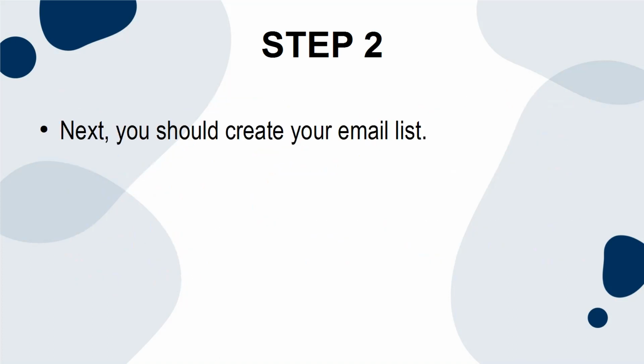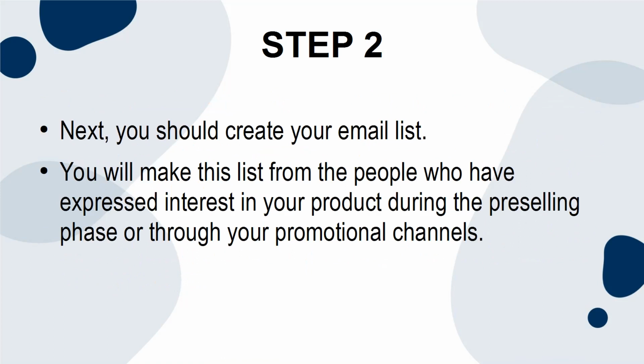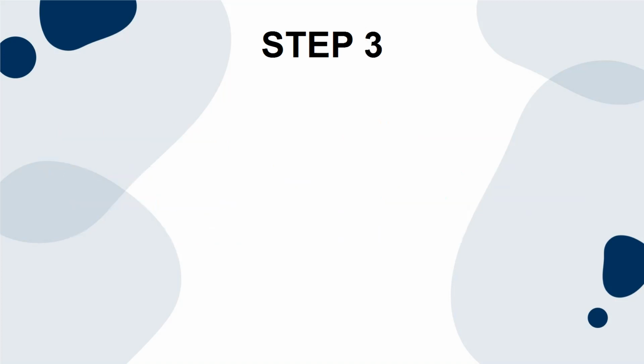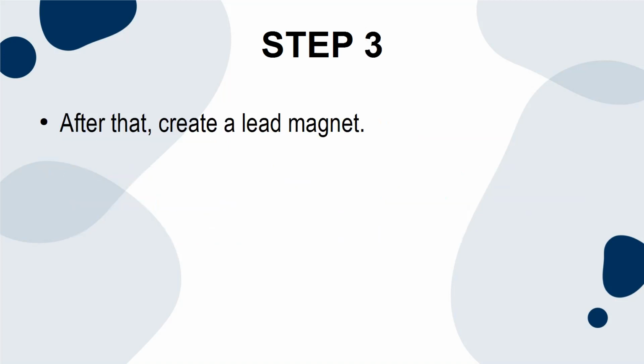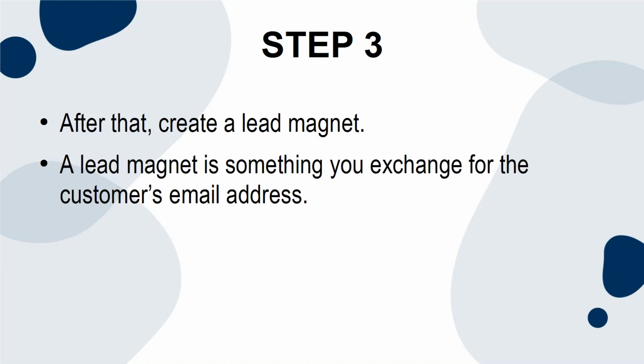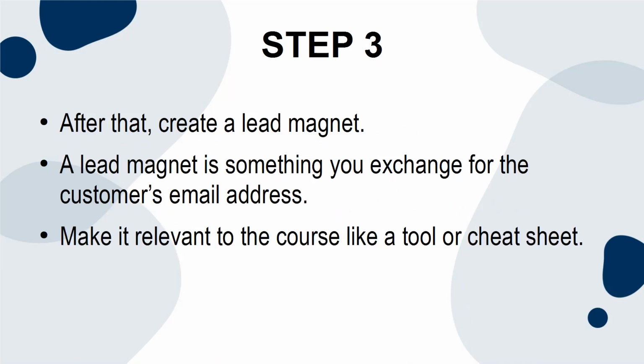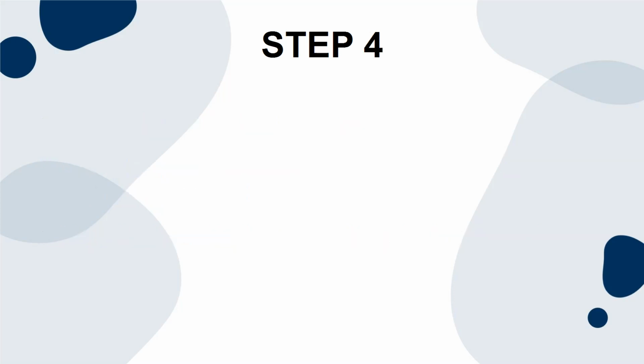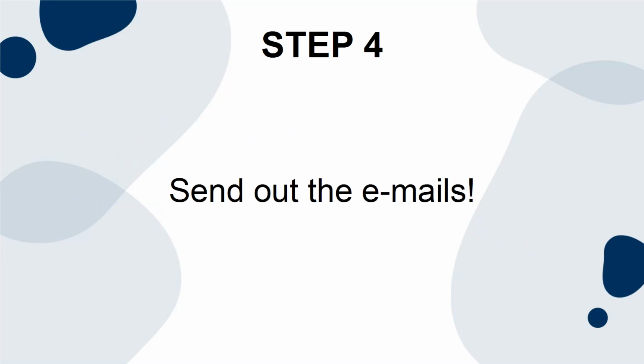2. Next, you should create your email list. You will make this list from the people who have expressed interest in your product during the pre-selling phase or through your promotional channels. 3. After that, create a lead magnet. A lead magnet is something you exchange for the customer's email address. Make it relevant to the course, like a tool or cheat sheet. 4. Send out the emails.